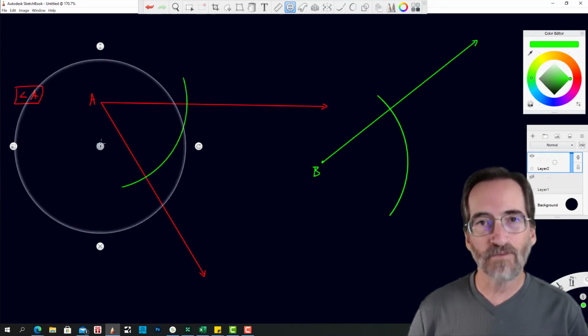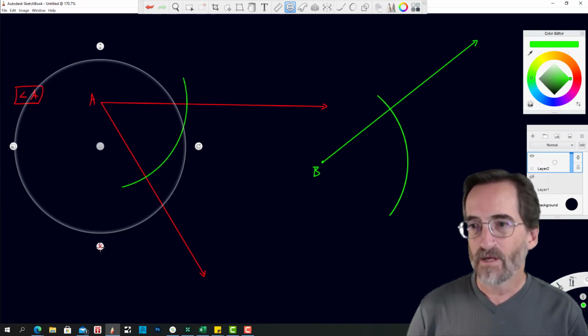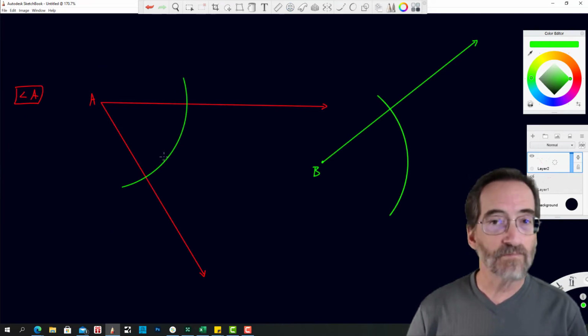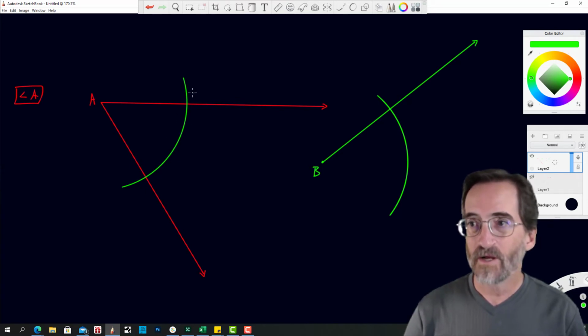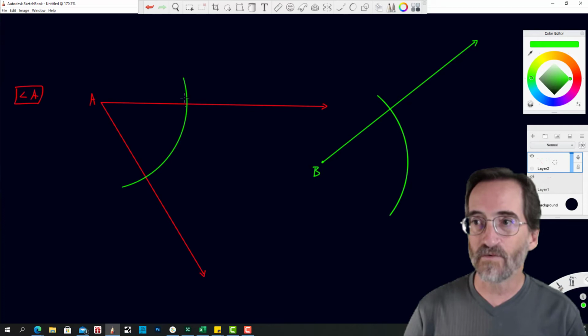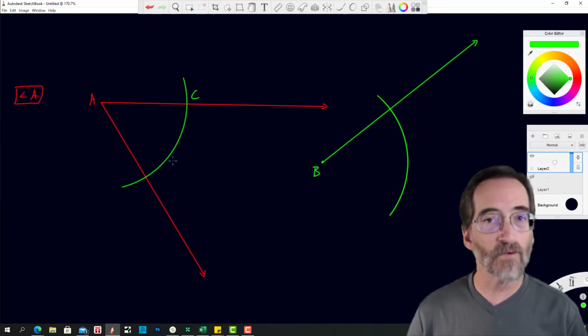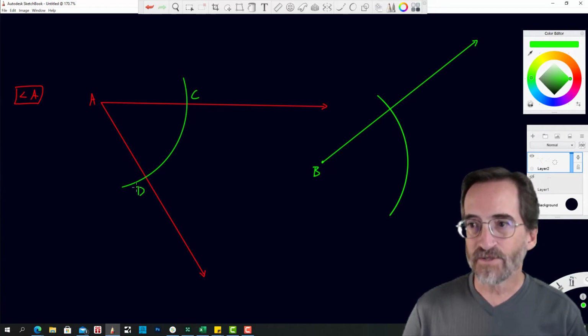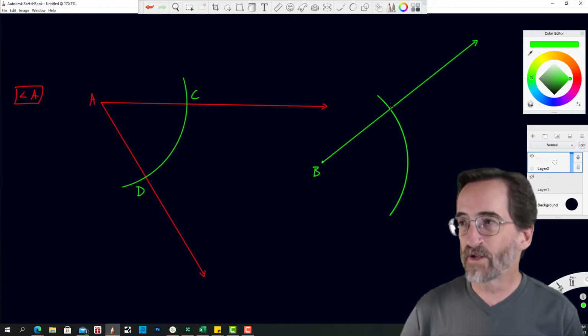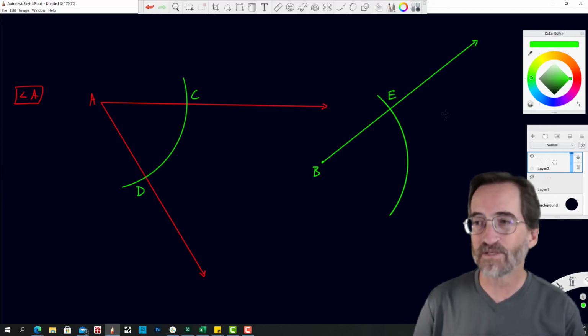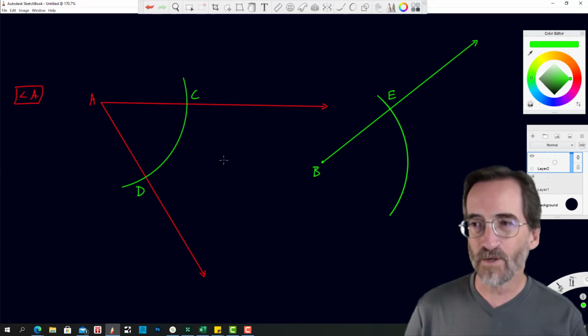Now here's where the measurement piece happens. The intersection of two components, like two arcs or an arc and a ray, determines a point. So the intersection of this arc at A, intersecting the side of angle A, forms a point. I'm going to label that C. I was going to call it B, but we already used that. I'm going to label the other intersection point D, and I'm going to label the intersection of the new arc and the ray from B as E. This is just so that I can refer to them in the steps, and so it's clear what I'm talking about.